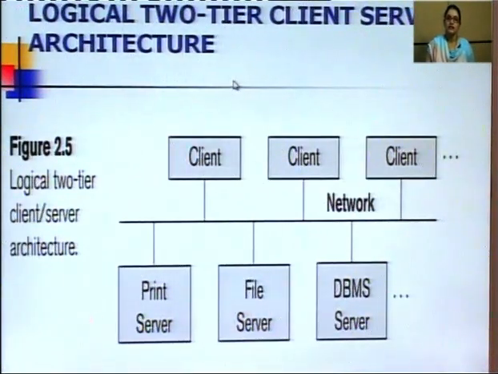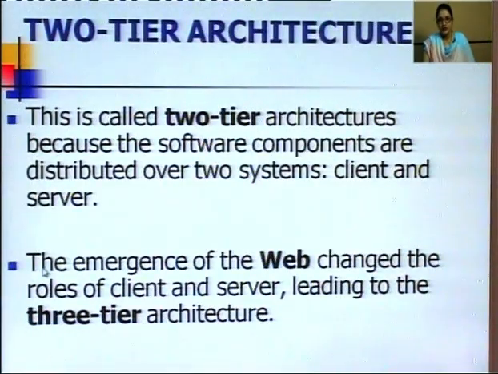Logical two-tier client server architecture. This is the diagram showing the two-tier architecture of the client server architecture logically, having multiple clients and different servers like printer server, file server, and DBMS server interacting with each other through a single network. It is called two-tier architecture because the software components are distributed over two systems. One is client, the other is server.